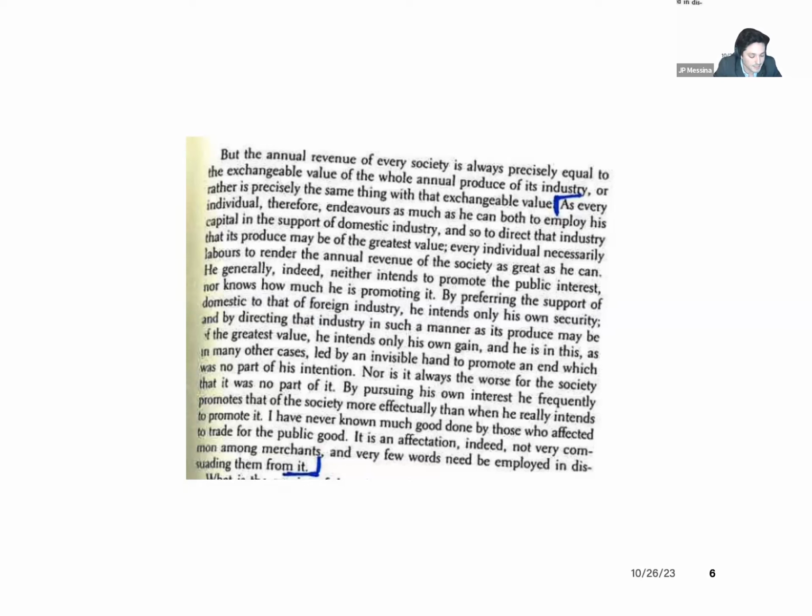What's more is that he says that we are led to pursue that end more effectually than when we really intend to promote it, continuing that he has never known much good to be done by those who affected to trade for the public good or the common interest. In seeking our local interests, our own personal interests, that of our family, that of our local community, Smith can seem to suggest we promote ever broader interests. We need not worry too much, he seems to suggest, about being benevolent as long as our institutions are set up to harness self-interest effectively.